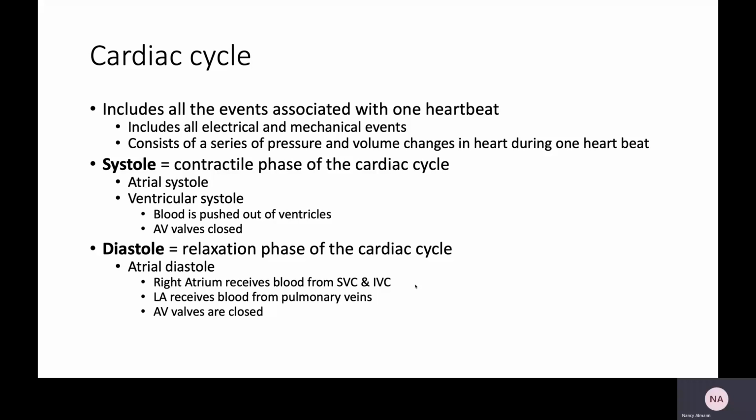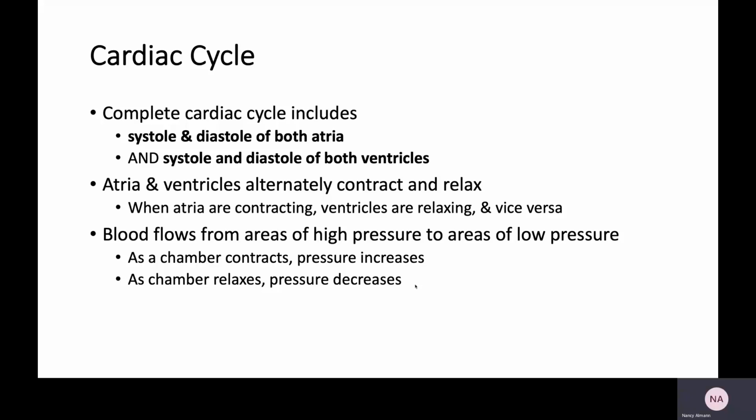When you have diastole, you're talking about the relaxation phase of the cardiac cycle. There is atrial diastole. The right atrium is going to take blood in from the superior vena cava, the inferior vena cava, and the coronary sinus. The left atrium receives blood from the pulmonary veins, and the AV valves are closed. Now, again, cardiac cycle means that you have systole and diastole of both atria and systole and diastole of both ventricles. Remember all of the activities that are associated with one heartbeat are included in the cardiac cycle.